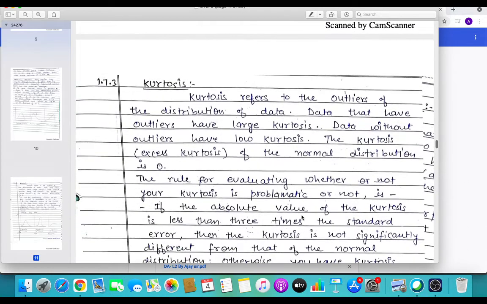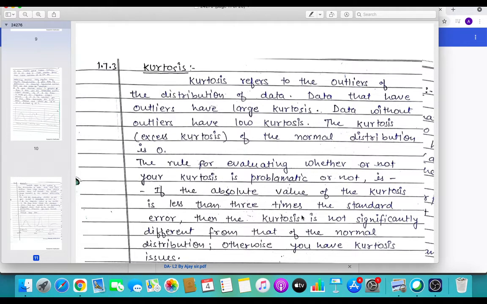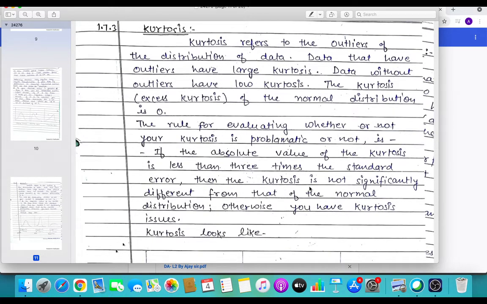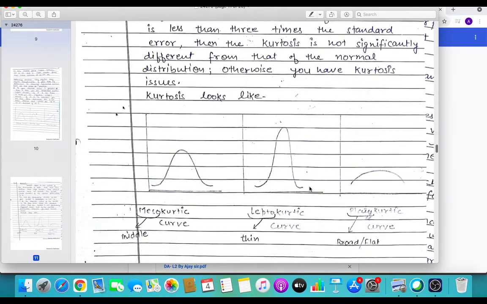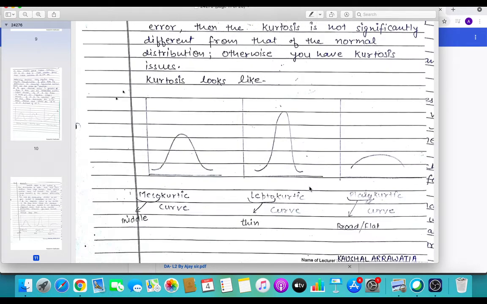What about kurtosis? So kurtosis refers to the outliers of the distribution of data. Data that have outliers have large kurtosis. Data without outliers have low kurtosis. The excess kurtosis of the normal distribution is zero. The rule for evaluating whether or not your kurtosis is problematic is that the absolute value of the kurtosis is less than 3 times the standard error. Then the kurtosis does not significantly differ from the normal distribution. Otherwise, you have a kurtosis issue. You can see the different shapes: middle, thin, and broad, flat.